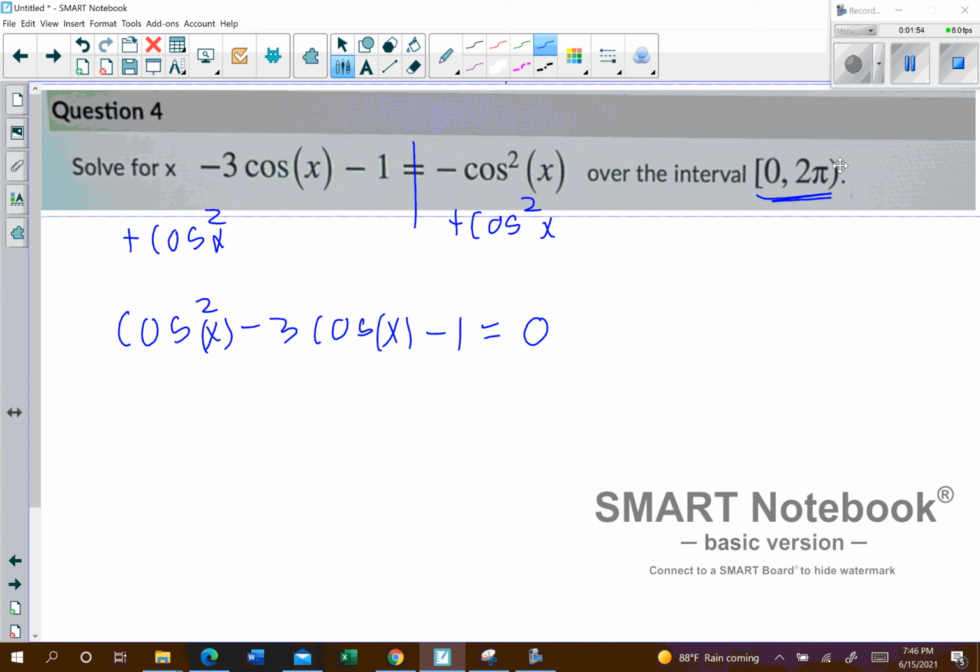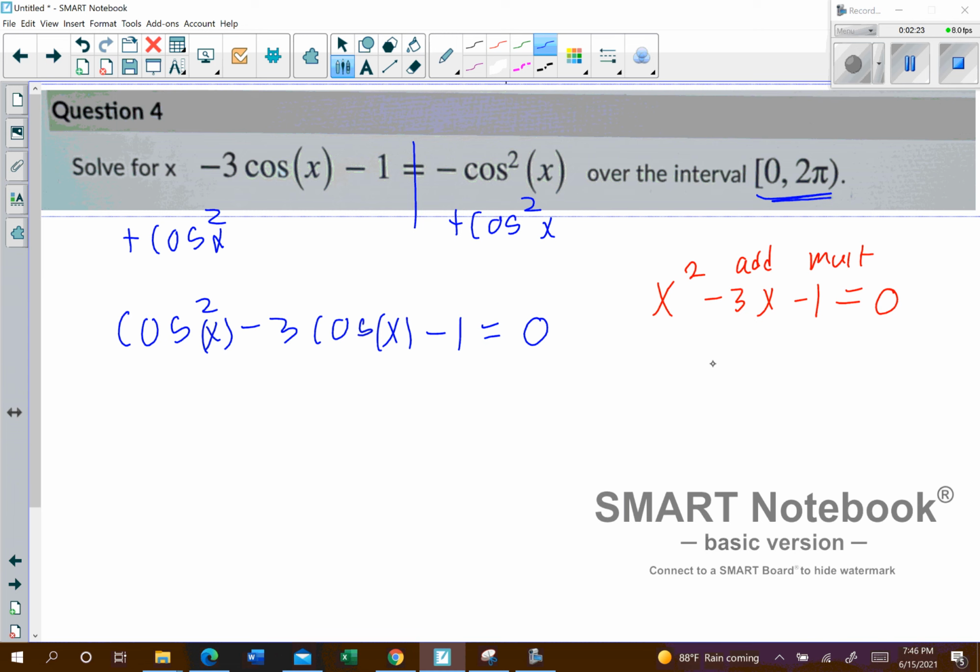Ideally, what you'd want to do here is try to factor it. It's the same idea as x squared minus 3x minus 1 equals 0. But the problem is you're trying to figure out what would multiply to give you -1 but add to give you -3. It's not that it doesn't exist, it's just not very easy to come up with those values. So what we have to do is use the quadratic formula.